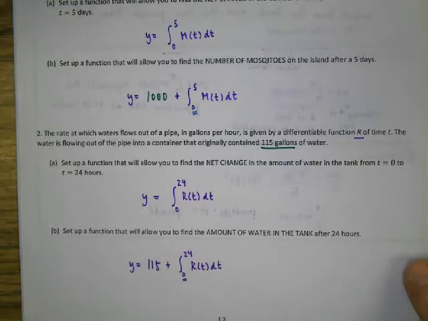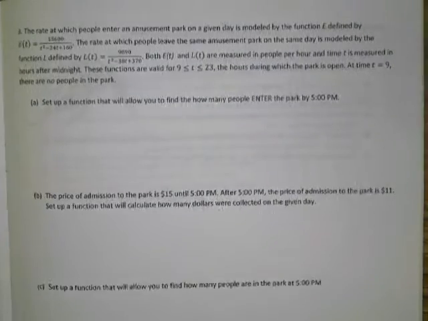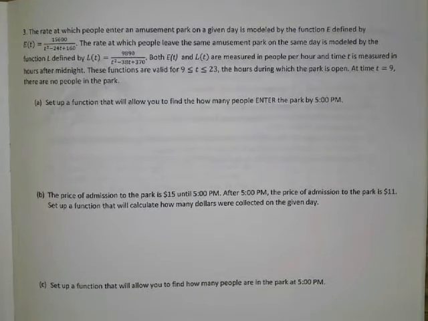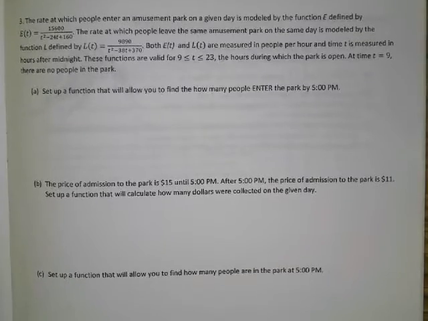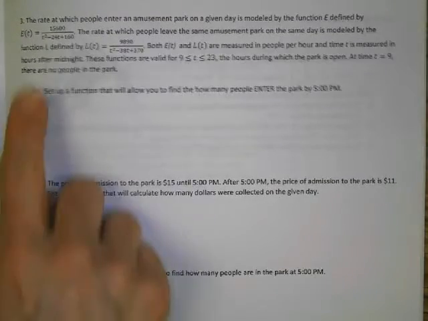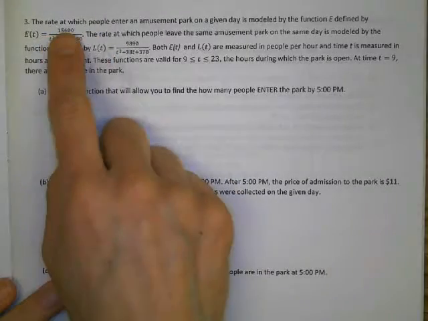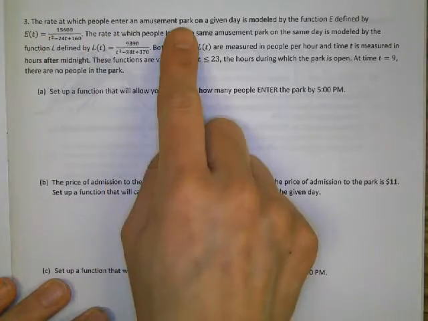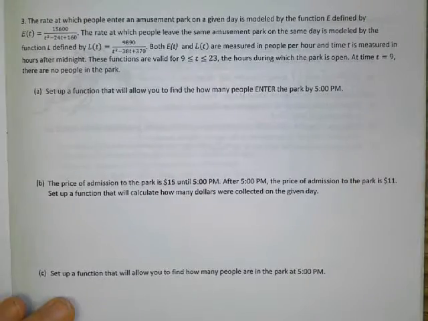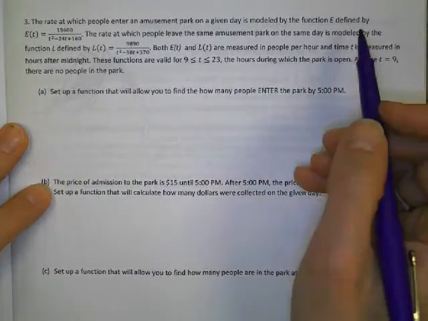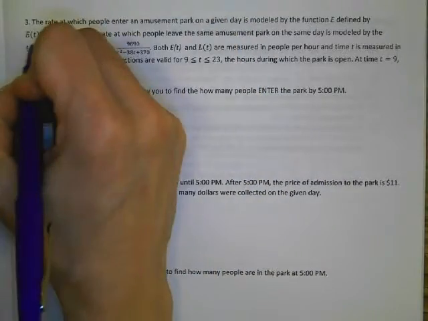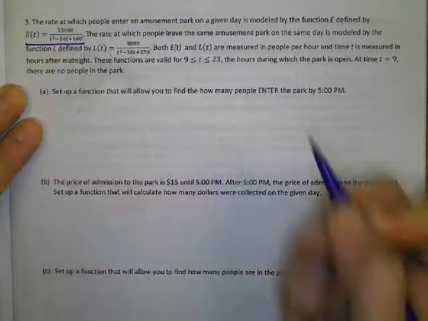All right. Number 3. Now we're going to take a problem and try to set up these rate functions. But number 3 is going to be a little more challenging because obviously we have a couple of things going on here. So we have the rate at which people enter an amusement park on a given day is modeled by the function e. So I have this as a rate function.